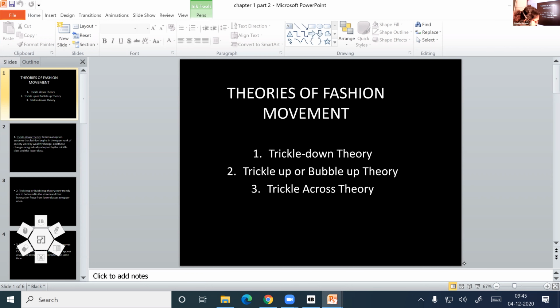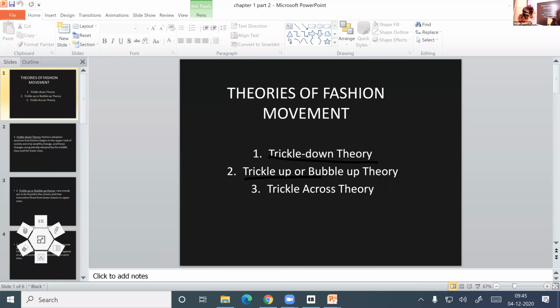There are three theories that explain and predict the movement of fashion. The three theories are trickle down theory, trickle up or bubble up theory, and trickle across theory. So what are the three theories, Anna? Trickle down theory, trickle up or bubble up theory, trickle across theory. So the first one is trickle down theory.